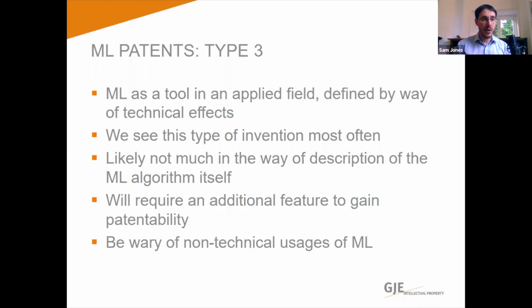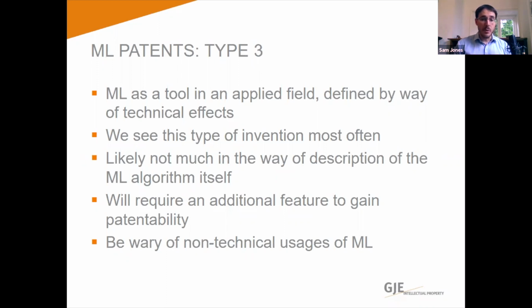Because for type 3 inventions, you do need another feature beyond machine learning that is novel and inventive in order to give you the technical character and also the inventive step that you need to be able to have a granted patent at the EPO.